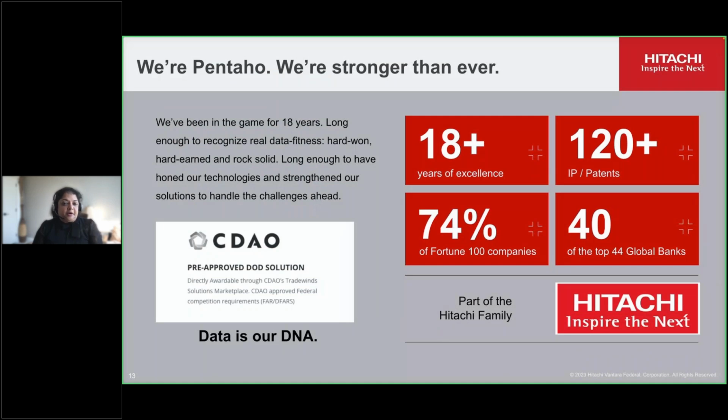So these are some of the places where we are already present. Pentaho is an 18-year-old product. We are also deemed awardable in the DoD CDAO's Tradewinds Solutions Marketplace, so definitely check us out there for the videos, etc., that we had created as part of that submission, and we are already present at a number of places. Next slide, please.